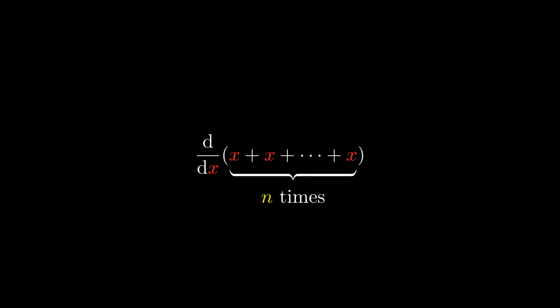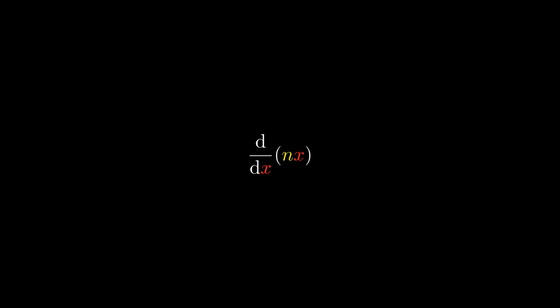Hey, if we've actually been multiplying this whole time, can we really use the sum rule? Let's go back to the beginning. When we are adding x to itself n times, we are actually multiplying x by n. At this point, we can pull the n out, then differentiate. Wait, we got the same answer as when we used the sum rule. So is there not an issue here?